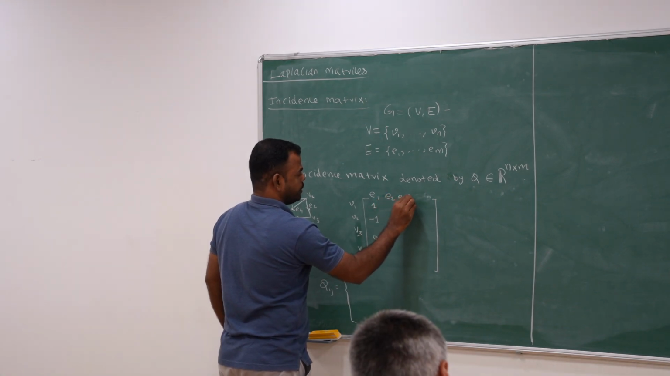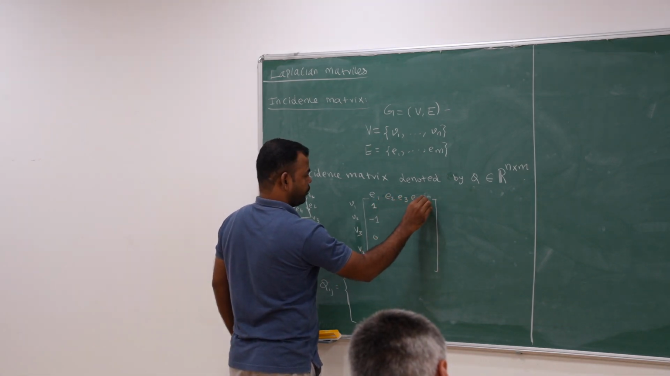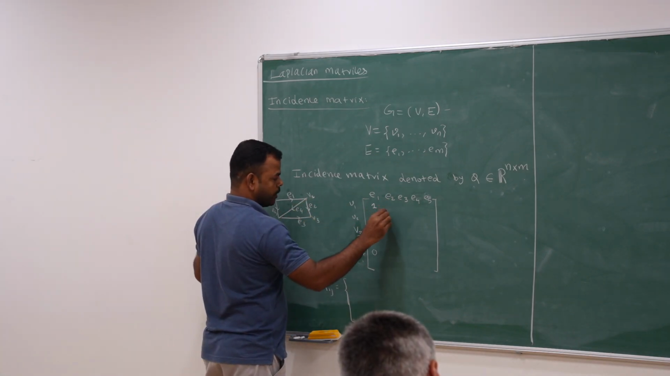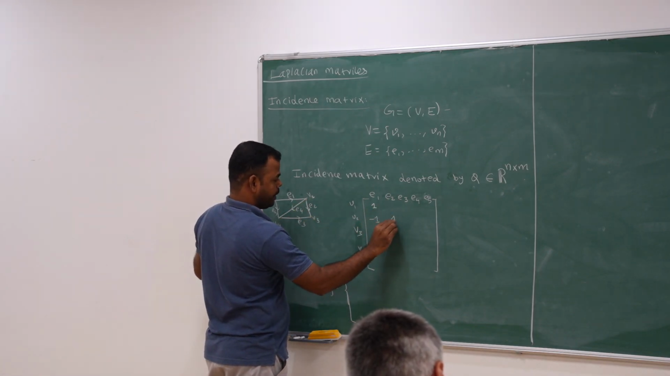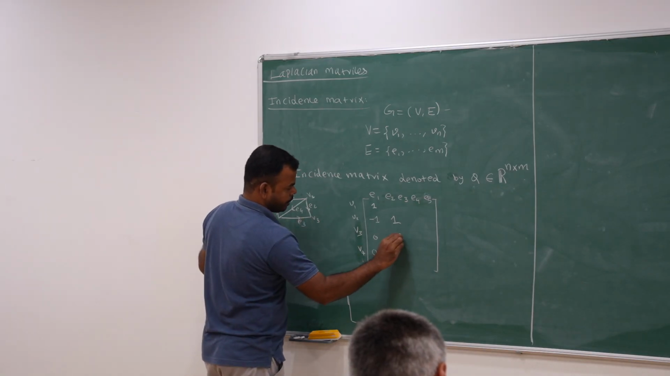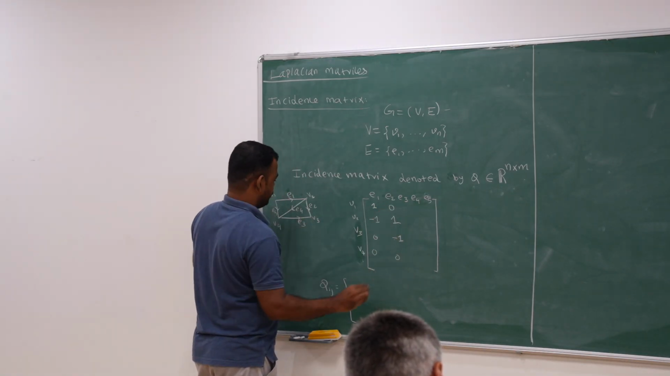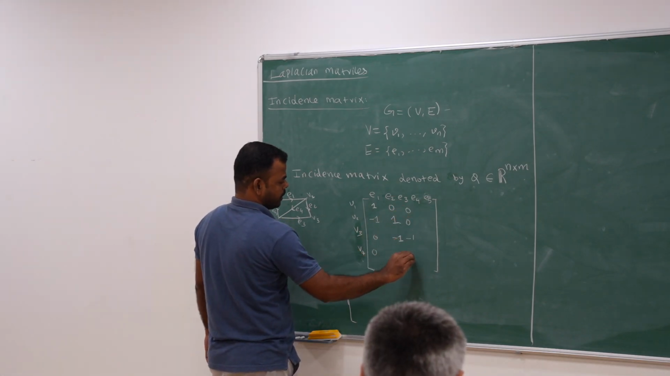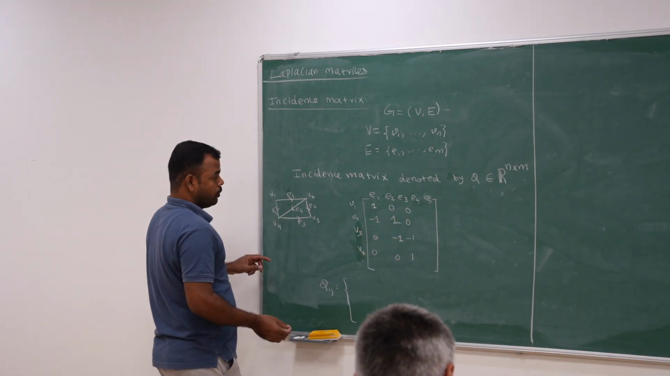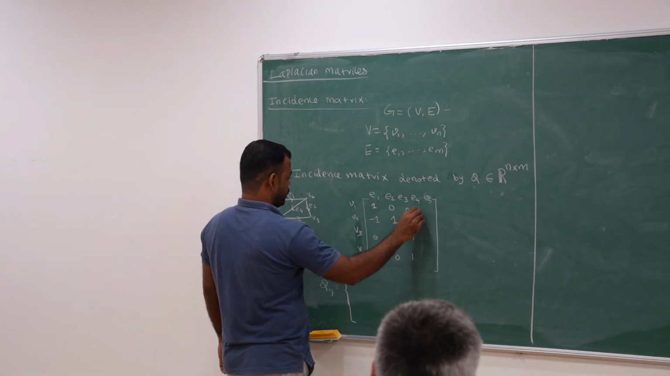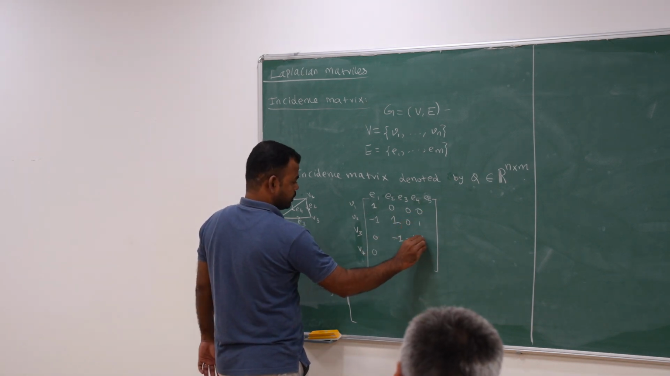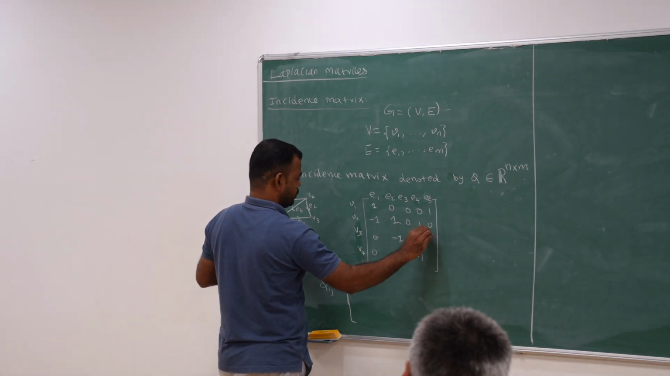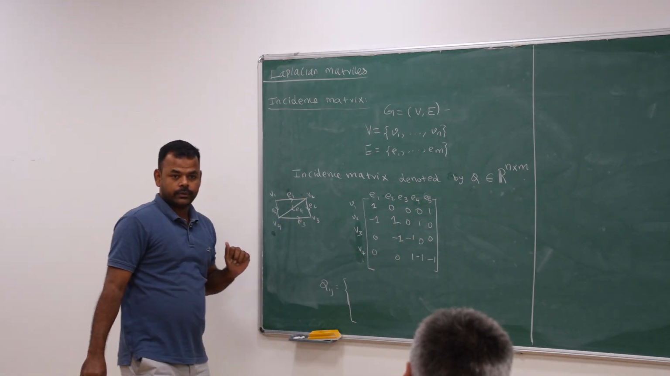E2, E3, E4, E5. E2 starts at V2, so keep a 1 here. It ends at V3, so -1, 0, 0. What about E3? 0, 0, -1, 1. For E4, 0, 1, 0, -1. For E5, 1, 0, 0, -1.